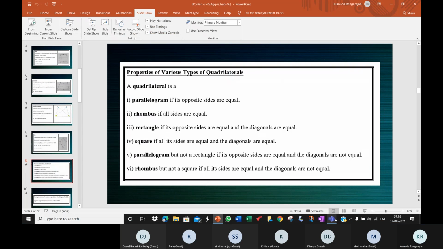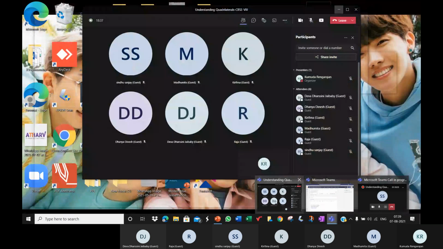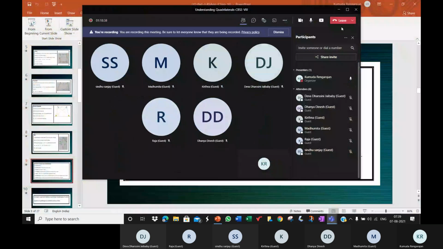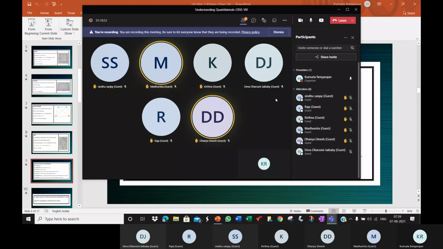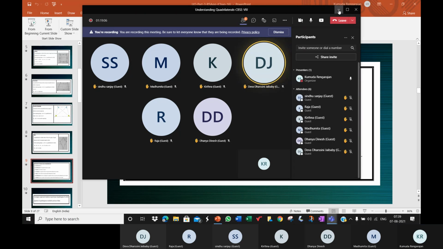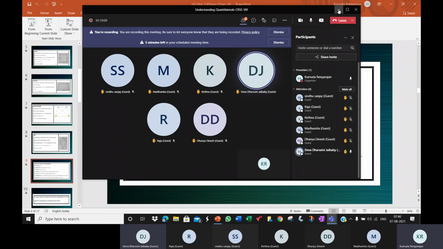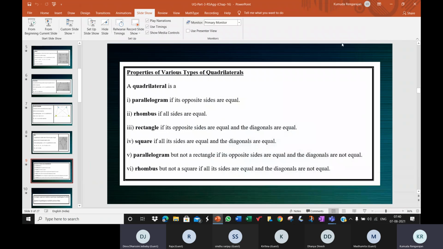Children. Class, use the emoji, raise your hand. Very good. Devadarshini looks like does not have the raise hand option or it is not working. Ma'am, I have done it, ma'am, but it's coming slow. Late. Yeah, I understand.